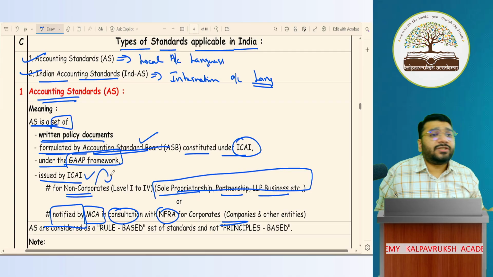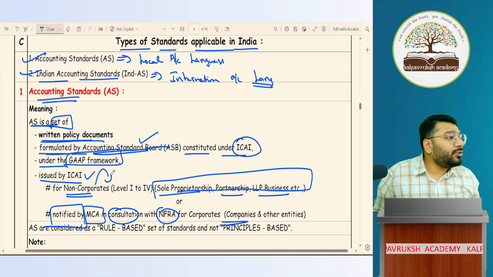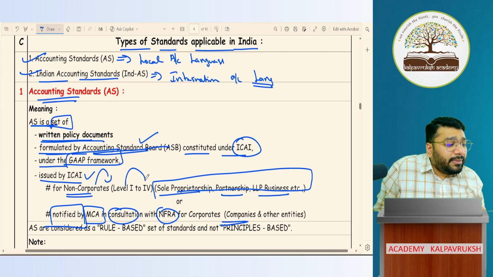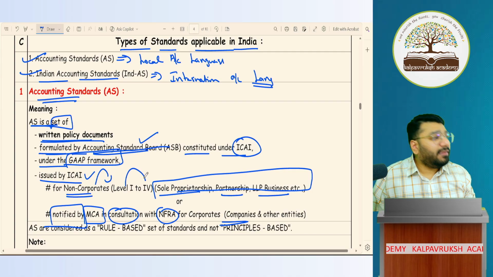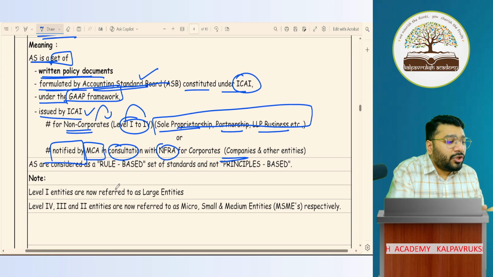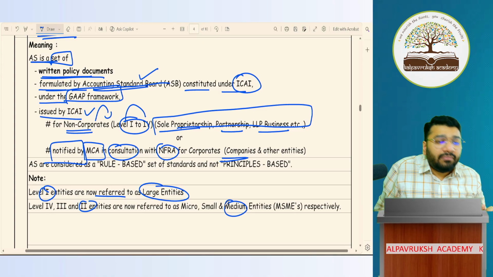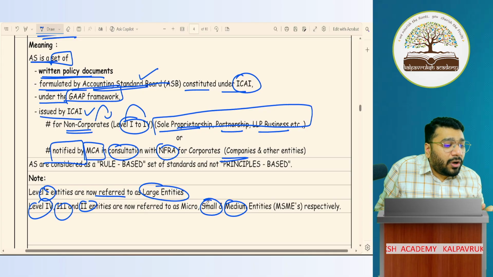Now, in the next chapter, we'll study the applicability of accounting standards. In that, you will learn that there are multiple levels: level 1, level 2, level 3, level 4. We were using these levels until last year. Last year, 2025, all these levels were renamed. So level 1 entities are now referred to as large entities. Level 2 entities are referred to as medium entities. Level 3 entities are now referred to as small entities, and level 4 is called micro.